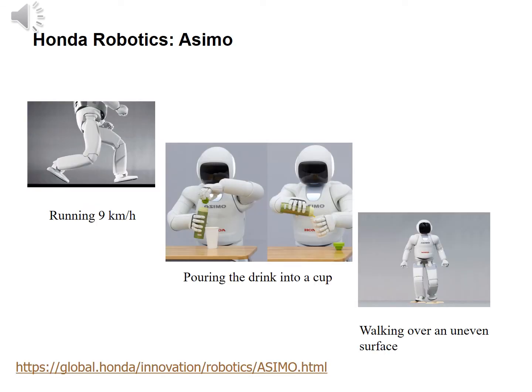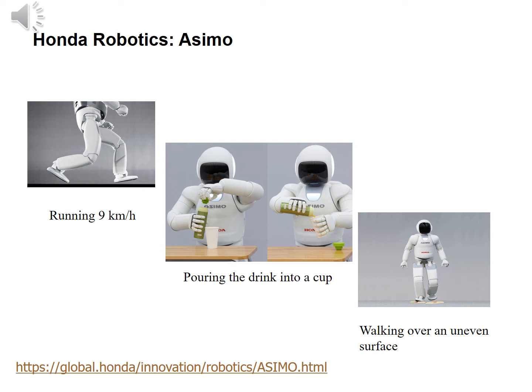Honda Robotics proposed Asimo, which is a parallel humanoid robot. Honda has been developing this robot with the goal of developing robots that will coexist with humans and be useful to humans. It was first introduced in 2000. And here you have the latest version, which has first autonomous behavior control technology. You can see that it can run 9 kilometers per hour. It can pour a drink into a cup or walk over an uneven surface and many more things.